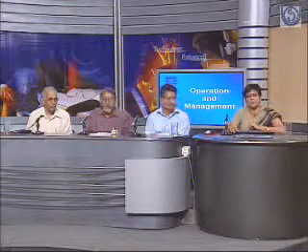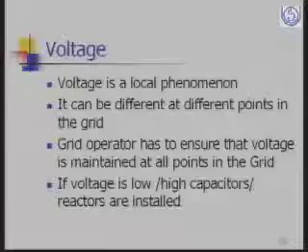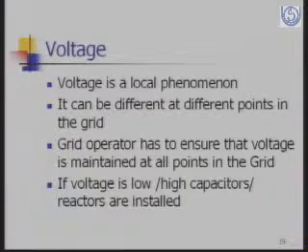In addition to the maintenance of frequency within the desired range, we have also to maintain the voltage within the desired range, as discussed earlier. The voltage is a local phenomenon. Whereas frequency remains the same, voltage varies at different points in the grid. The grid operator has to ensure that voltage is maintained at all points in the grid. If voltage is low or high, then capacitors and reactors are installed, and these are generally of the switch type, so that voltage is maintained within the desired levels at all points in the grid.